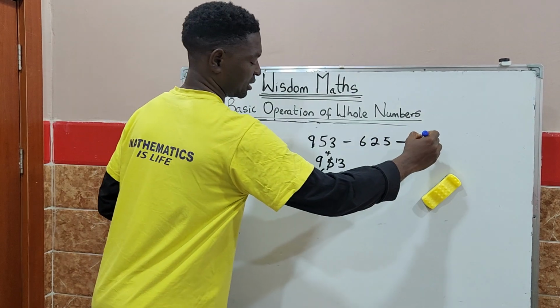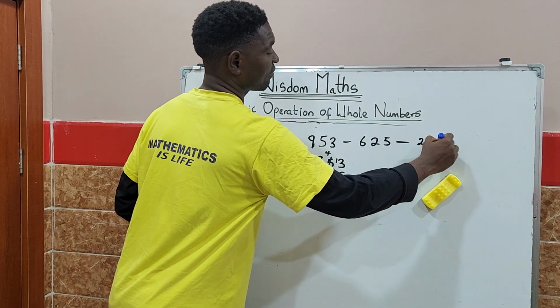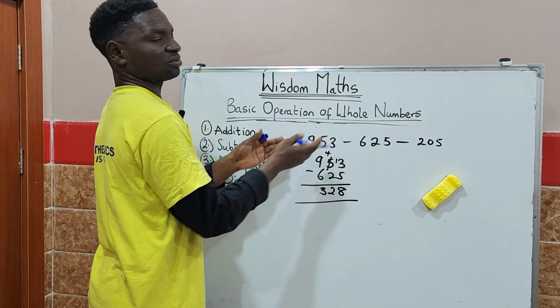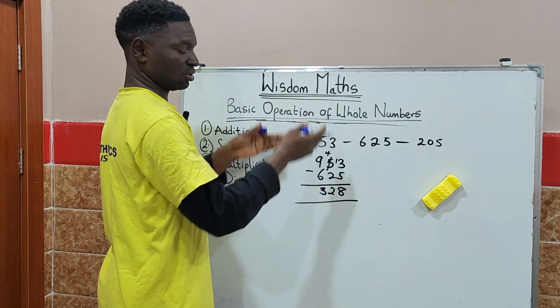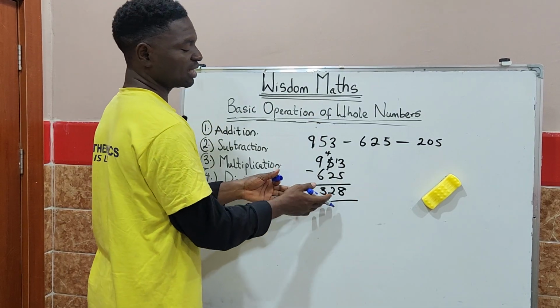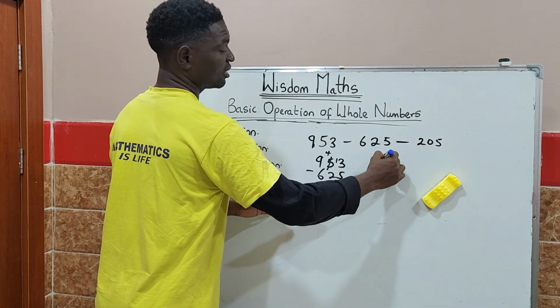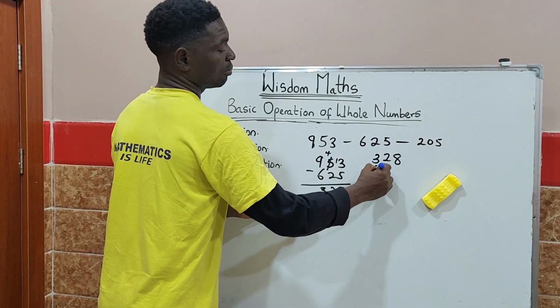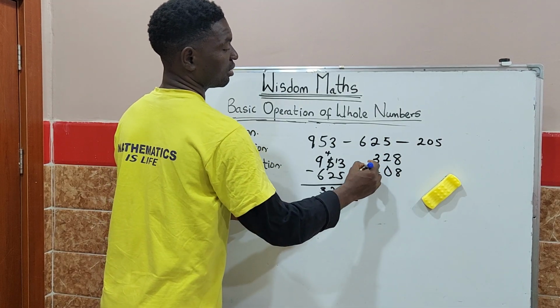Another number like maybe 205. I wouldn't do the operation together. That's what I'm saying. I have to get this one first, then take the answer I got, and now subtract this number from it.